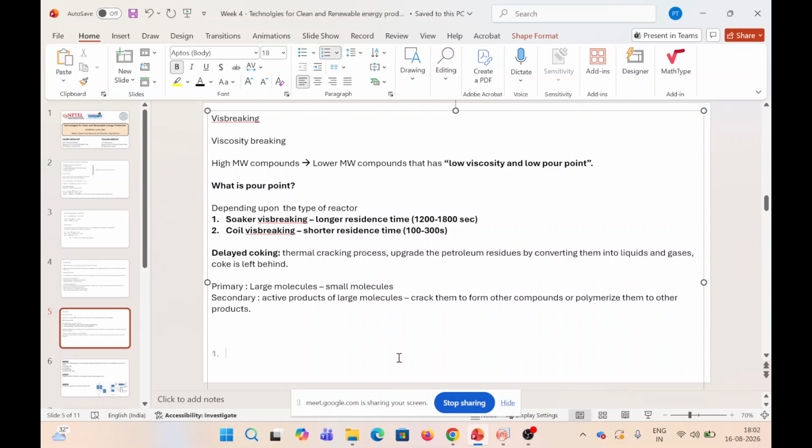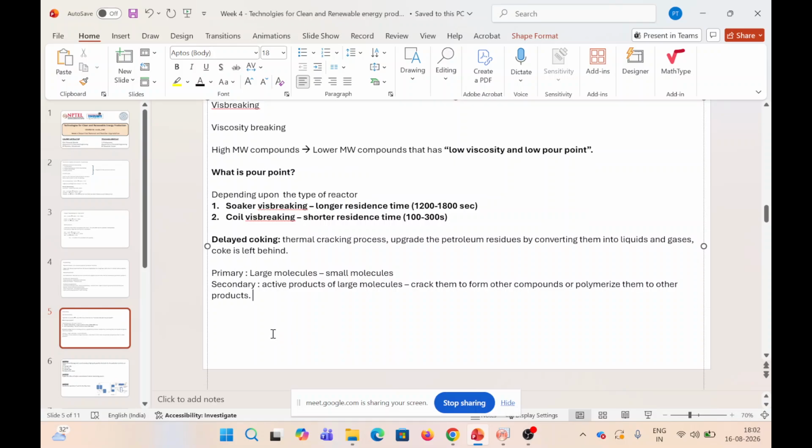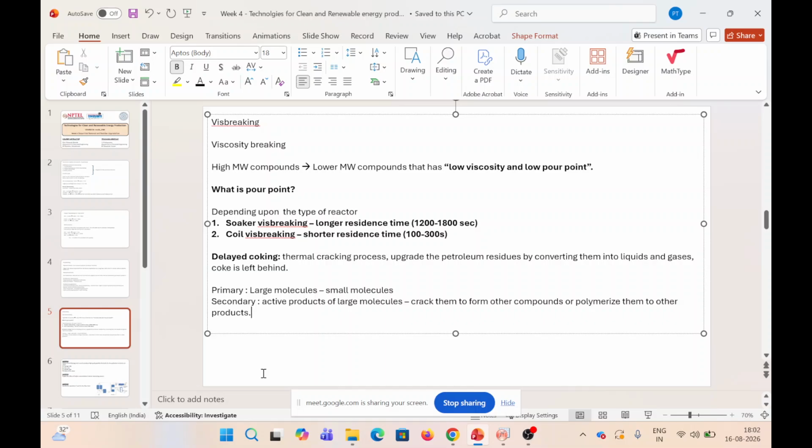Anyone, while we talk about low viscosity and low pour point, why do we need to break it in such a way that they have low viscosity and low pour point? So try to think about this. I will not be telling the answer to this one in today's session.